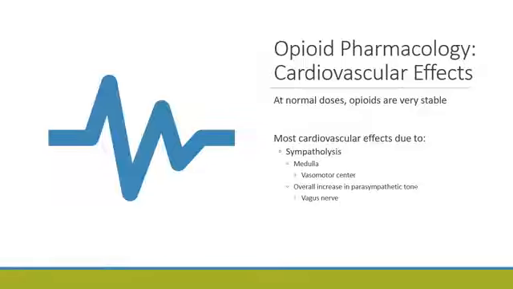From a cardiovascular standpoint, at normal doses, these opioid agonists are actually pretty stable, and they don't really cause that much of a significant change in the cardiovascular function. We can see a slight decrease in systemic vascular resistance or blood pressure, and we can also see maybe a decrease in heart rate as well. Most of these cardiovascular effects are due to the removal of the surgical stress, that painful stimulation. We're taking it away.